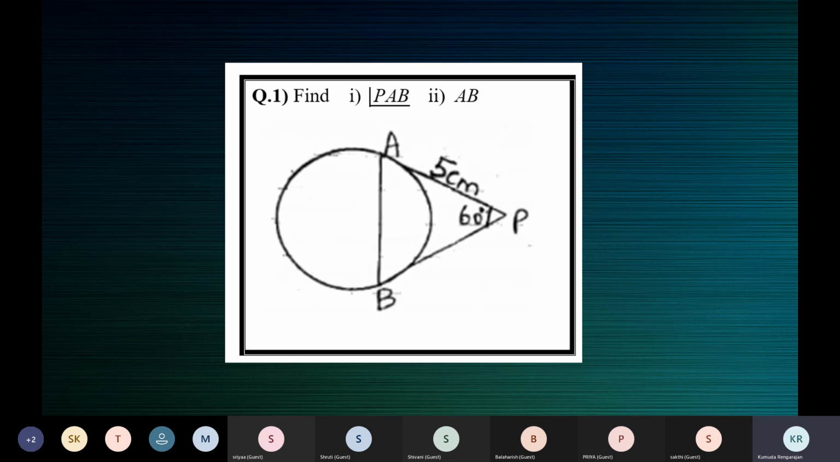All right. So I'm in the right slide. Fine, children. This is the next question. Please write down this question. From the figure, you need to find angle PAB and the length of the line segment AB. Please write the question and draw the figure.